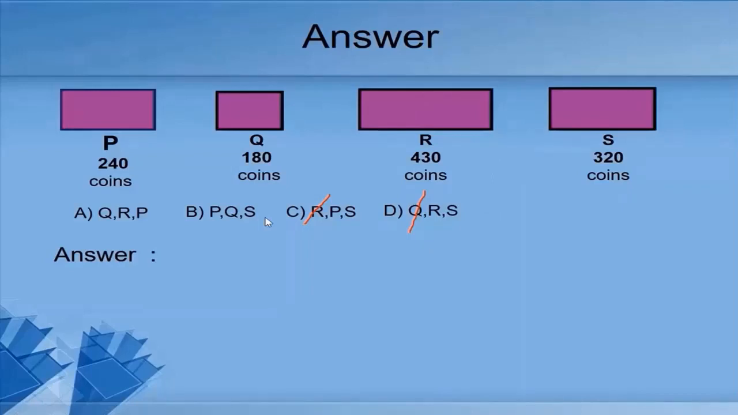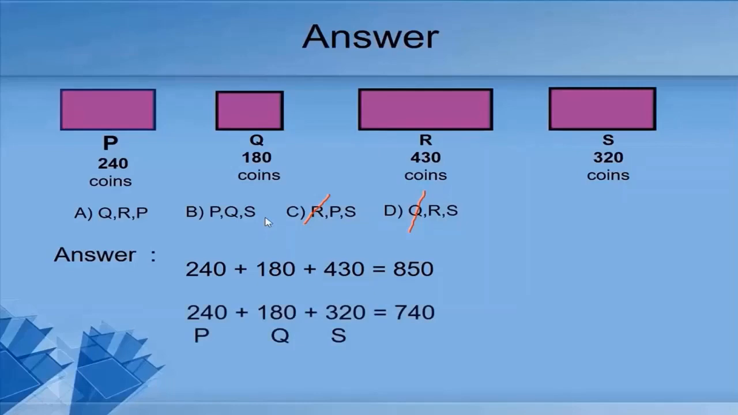First let us add Q, R and P. 240 plus 180 plus 430 equals 850, which is above the number we need. The number we need is 740. So let us try the other combination. 240 plus 180 plus 320 is equal to 740. Yes, this is the correct combination. The boxes P, Q, S have 740 coins.